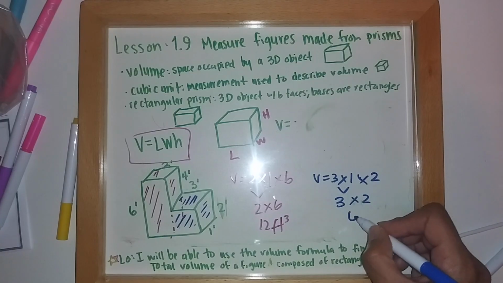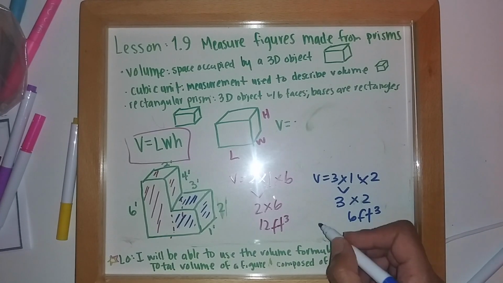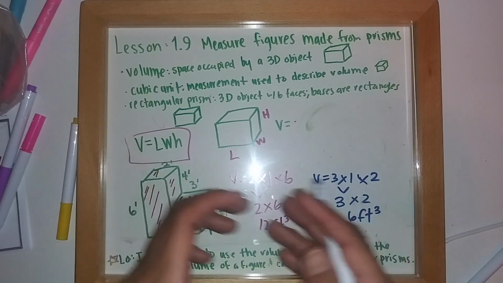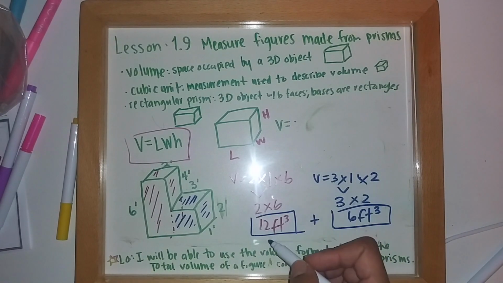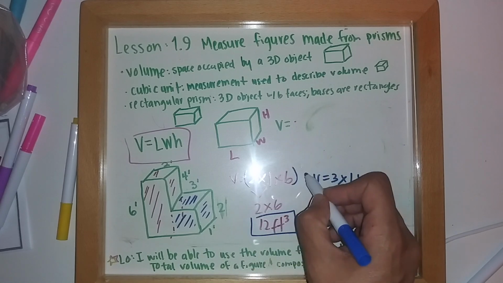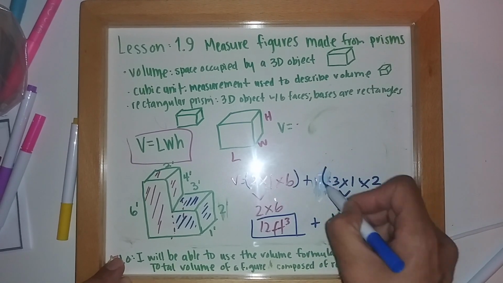And I will get 6 cubic feet, but I have to add them together because I have this plus that. I have to combine them together, right? So this plus this, right? So if I were to write an expression, I would have to write something like that, right?